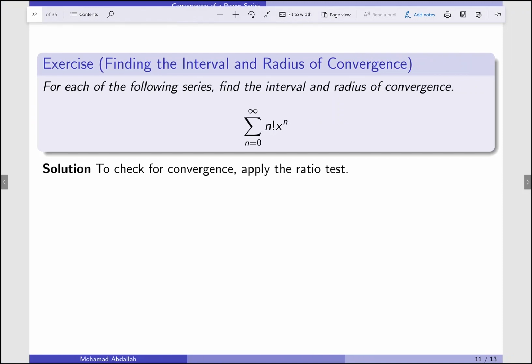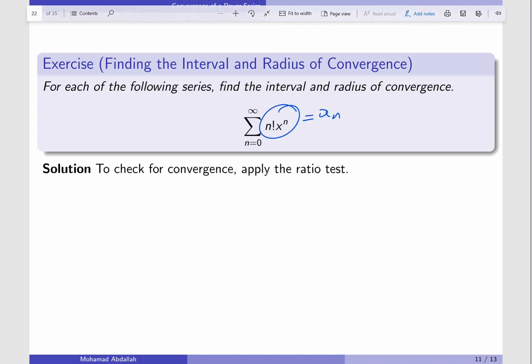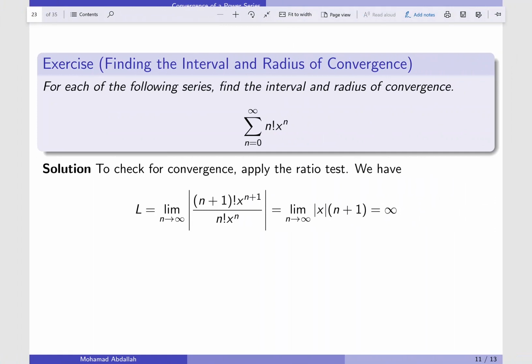Here's another example. Find the interval and radius of convergence. We're going to use the ratio test again. This is going to be my a_n. In this case, we're going to find the limit of a_(n+1) over a_n. Again, you can drop the absolute value over here. When I write that and simplify, I end up with the following expression. Now, the absolute value of x, that's a positive number.